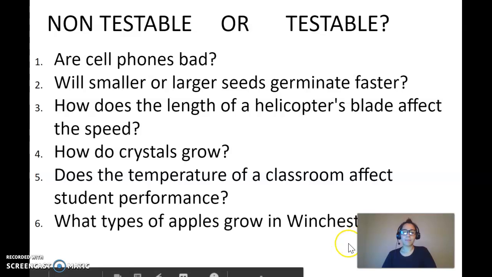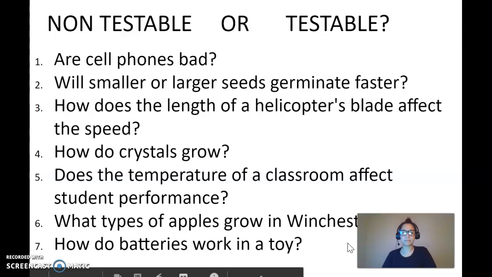What types of apples grow in Winchester? So this is just an observation. We're able to go to Winchester and find this out. And finally, how do batteries work in a toy? This is not a testable question.